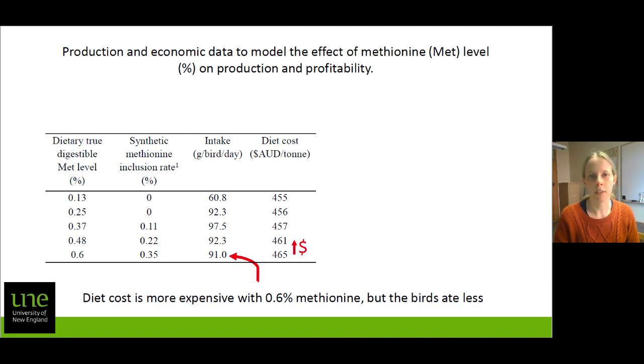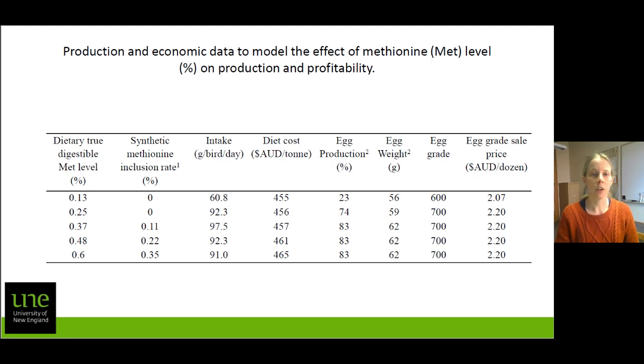Looking at the birds' reported intake, we can see that the diet cost of the 0.6% methionine level was more expensive than the 0.48% standard industry level. But the birds did eat less on the 0.6% methionine level. Not only did the birds eat less at that 0.6% dietary methionine level, but they also sustained egg production in comparison with the 0.48% industry level that would be generated from a least cost feed formulation. So they were therefore more efficient on the 0.6% dietary methionine.